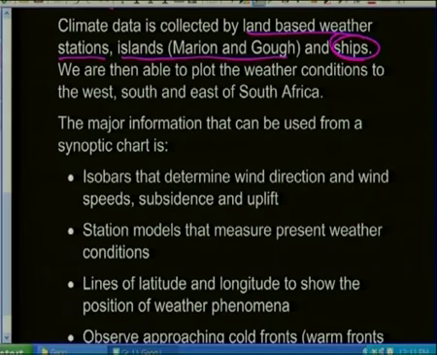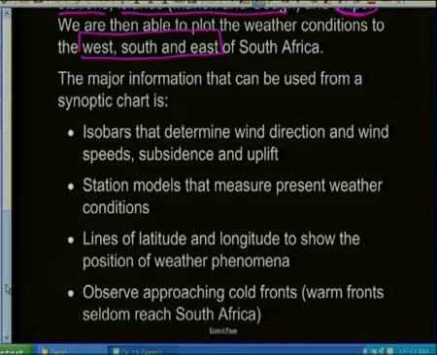They also record the weather conditions, and we get them radioed through or emailed through from ships. We are then able to plot the weather conditions to the west, south and east of South Africa. That's the only area that we're interested in depicting the weather on a synoptic chart for our purposes. And the major information that can be used from a synoptic chart is as follows.